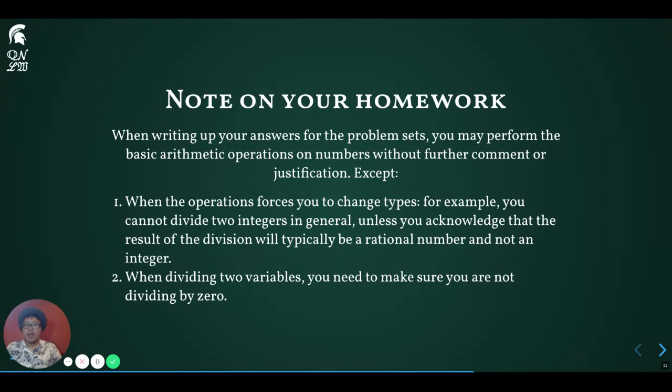A note on your homework: I will expect that you know how to do arithmetic, and I will not ask you to justify arithmetic operations using any sort of axioms. However, you should make a comment on your operations in two situations. First, when the operation forces you to change types. For example, when you are given m and n, two natural numbers, and you need to consider their quotient. You should either explicitly point out that the quotient is a different type, i.e. the rationals, or justify it if you somehow know that the quotient is in fact a natural number. Second, when you divide two variables, you need to justify why the denominator is not 0.